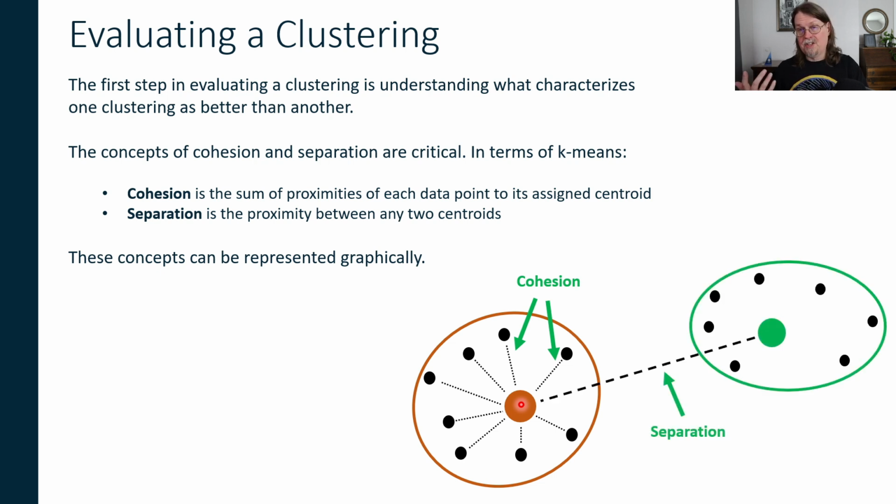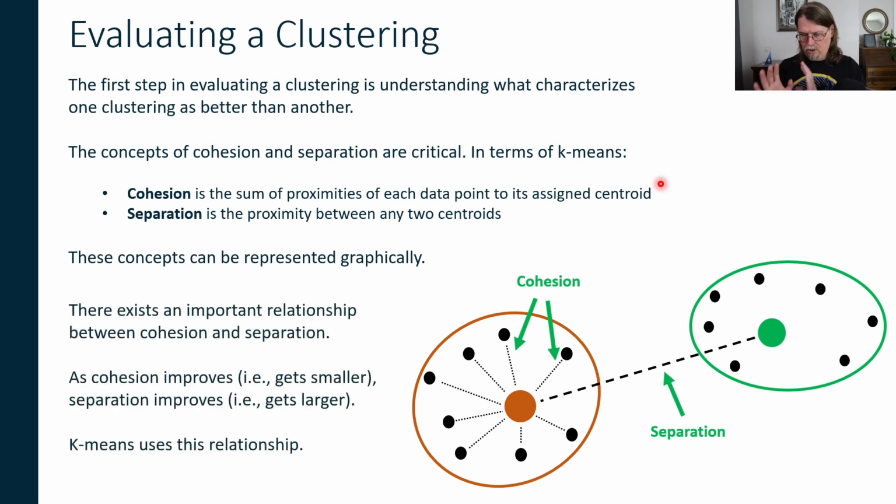Now, conceptually, separation is not too difficult of a concept, right? If I have two clusters, I want this distance between these two centroids to be as far apart as possible. As it turns out, when you think about clustering generally speaking, but certainly in the case of the k-means algorithm, there's this conceptual relationship. In general, it's not a certitude, but in general, as your cohesion improves, that is the distances between the data points and the cluster center get smaller, the separation between clusters gets larger. And k-means uses this relationship to try and find the optimal way to cluster your data.